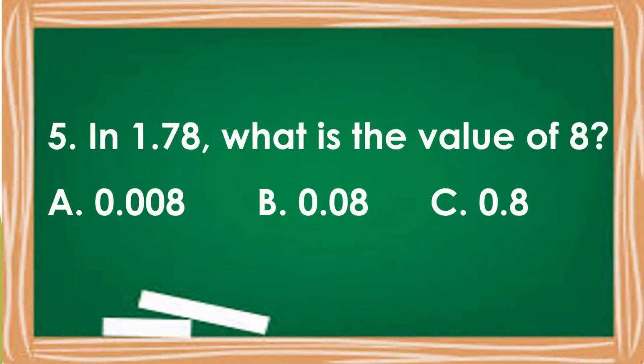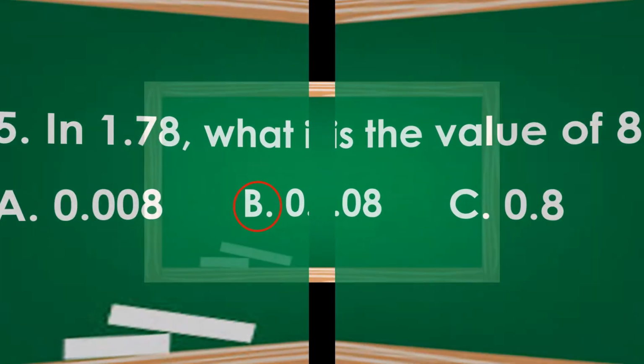For number 5, in 1 and 78 hundredths, what is the value of 8? A. 8 thousandths, B. 8 hundredths, C. 8 tenths. The correct answer is letter B, 8 hundredths.